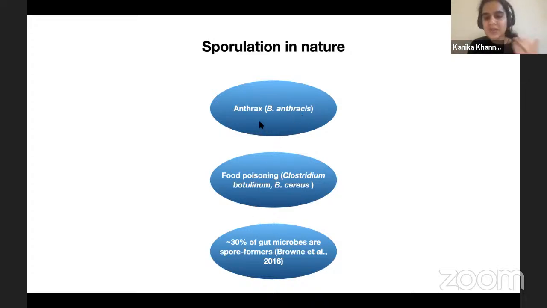B. anthracis is known to cause anthrax, and Clostridium botulinum or B. cereus are known to cause food poisoning. Also, about 30% of the microbes which are present in our gut are spore formers. And we still don't know a lot about the physiology or what these spore formers are doing in our body. So it's a very exciting area of research in general.